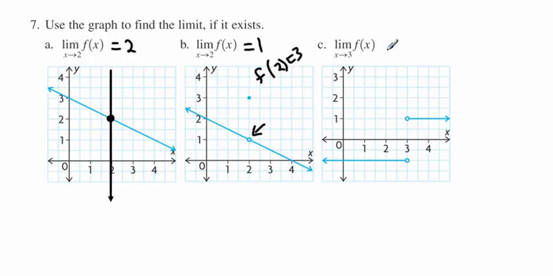And then finally, this one, hopefully you see, does not exist. And the reason for that is, of course, from the left side, I'm approaching this spot right here. From the right side, I'm approaching this spot right here. Clearly, they are not the same, and so overall, the limit does not exist. The limit from the left is a y value of -1. The limit from the right is a y value of 1. They are not the same, so the overall limit does not exist.